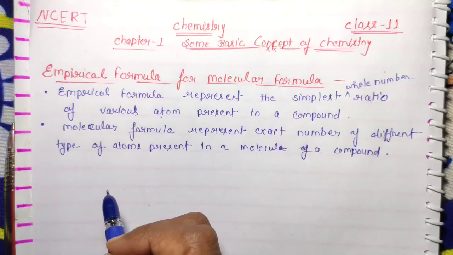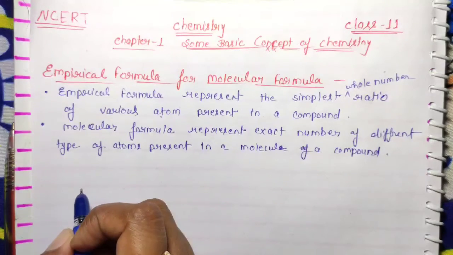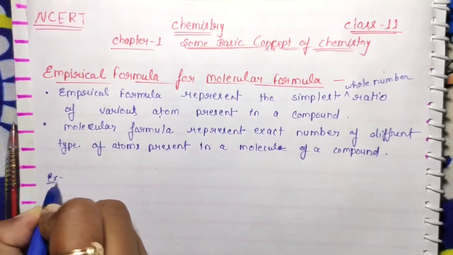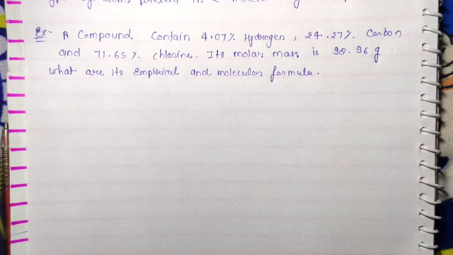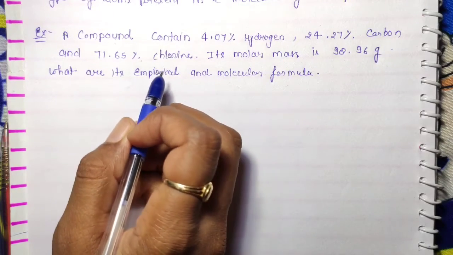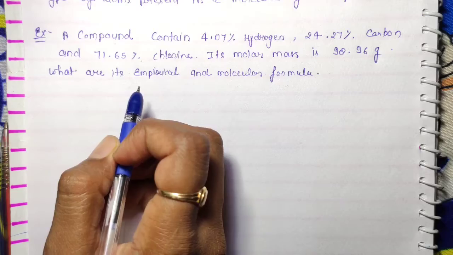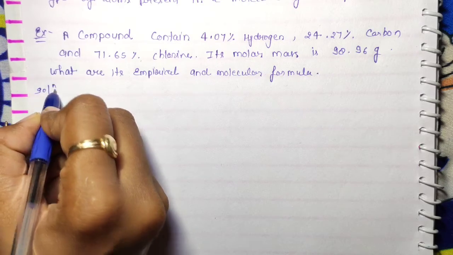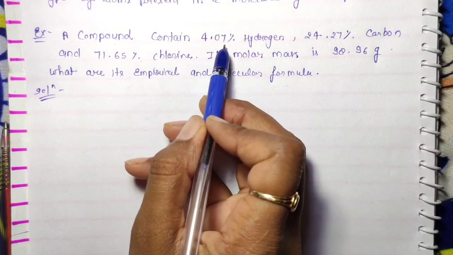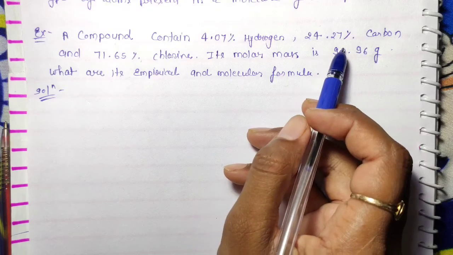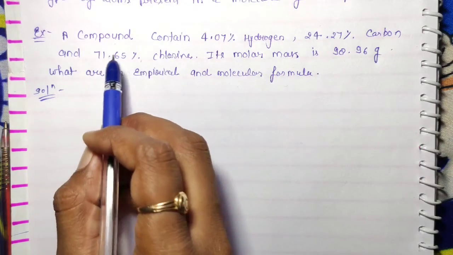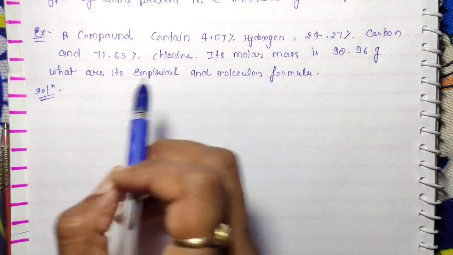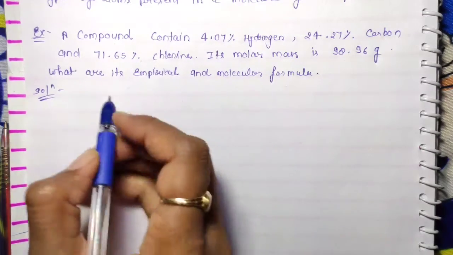For these two definitions, we will discuss an example. For example, here I write an example. In this example, we will calculate empirical and molecular formula. What is this example? A compound contains 4.07% hydrogen and 24.27% carbon and 71.65% chlorine. Its molar mass is 98.96 gram. What is its molecular and empirical formula?